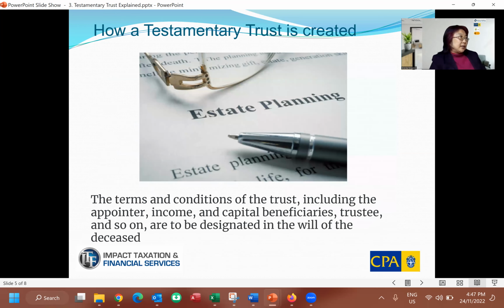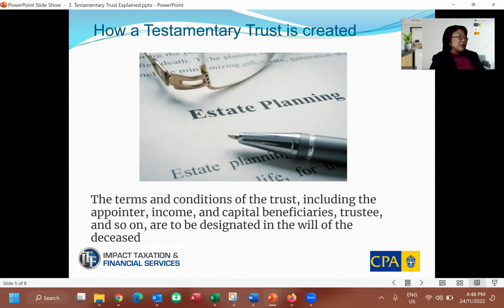And then, when and how is a testamentary trust created? The terms and conditions of the trust, including the appointable income or capital beneficiaries, trustee, and so on, are to be designated in the will of the deceased. So only after the deceased has passed away will the testamentary trust come into existence.